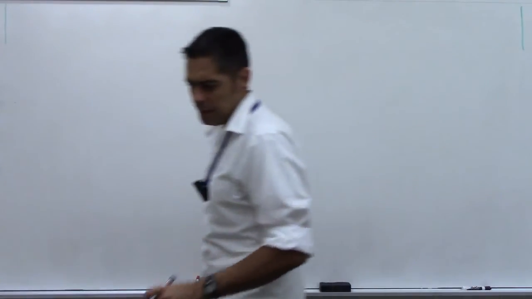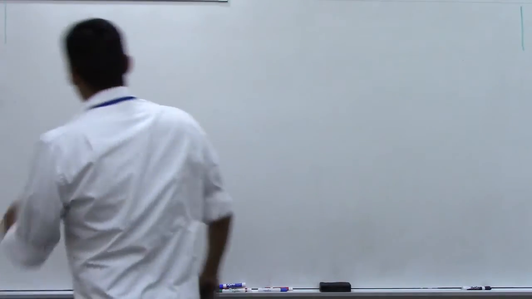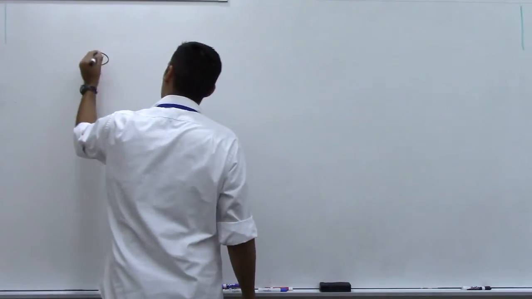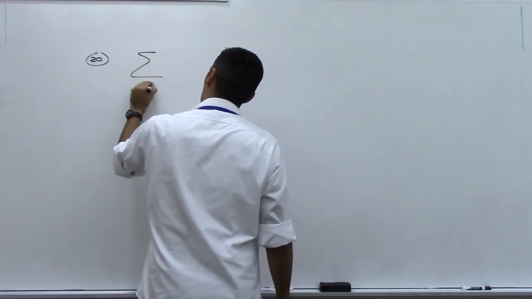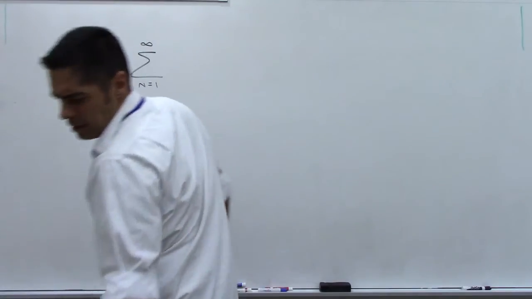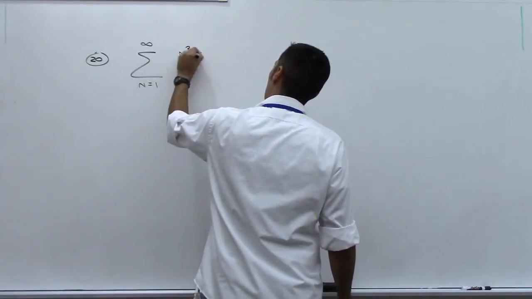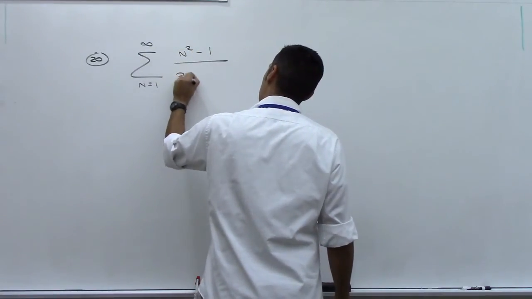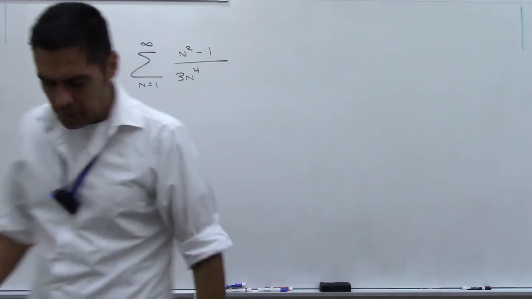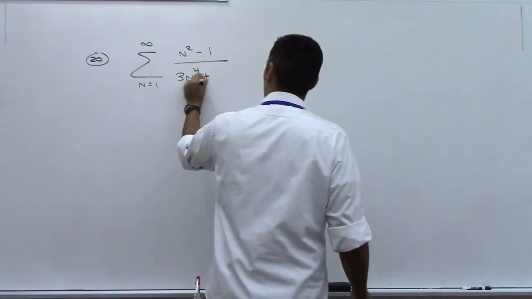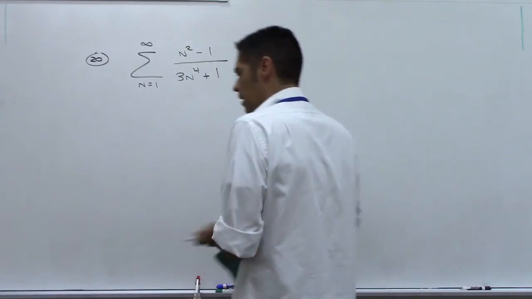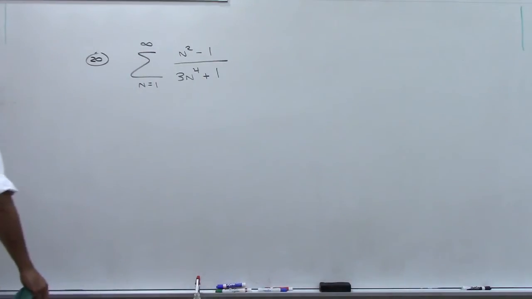Okay, for 20, the sum from n equals 1 to infinity of n squared minus 1 over 3n to the fourth plus 1. Let's see if I can get a better marker. That's a good one right here.